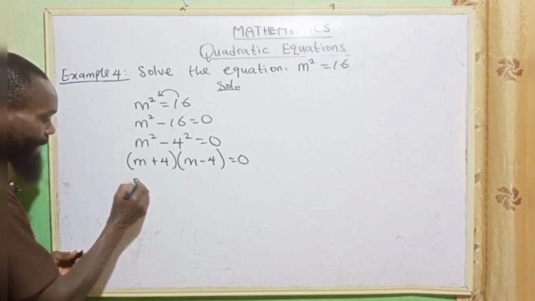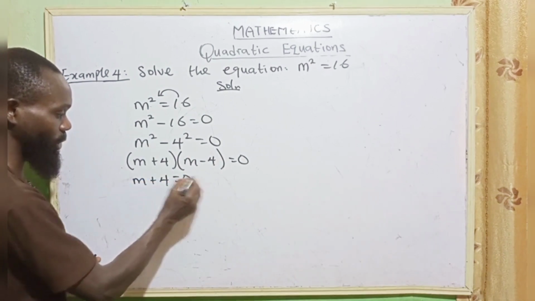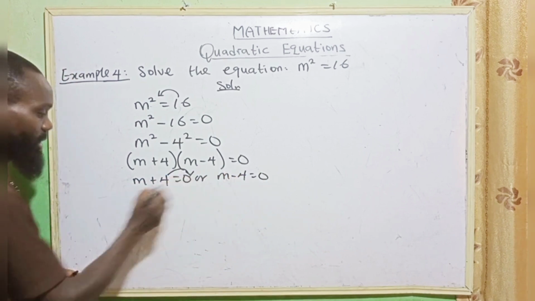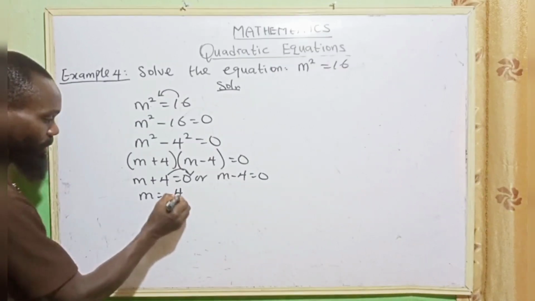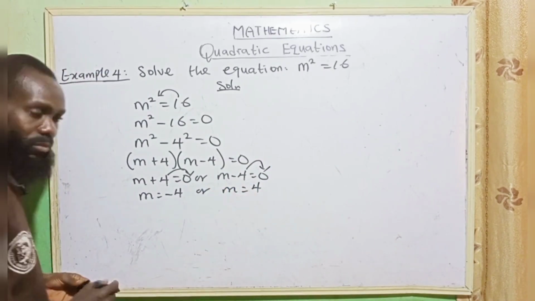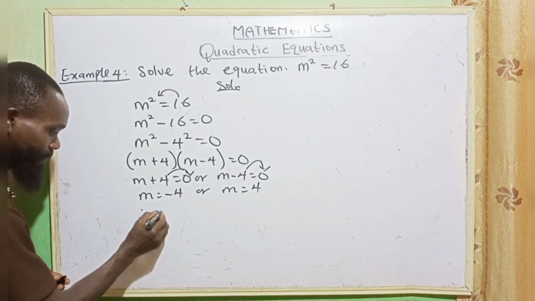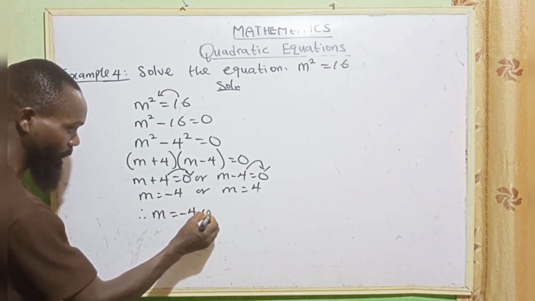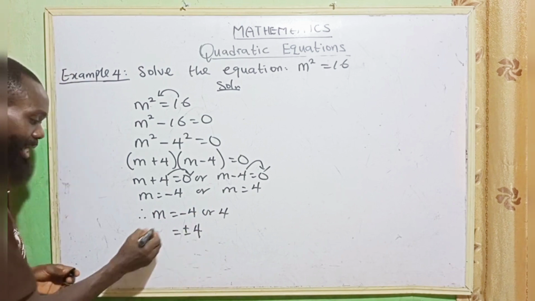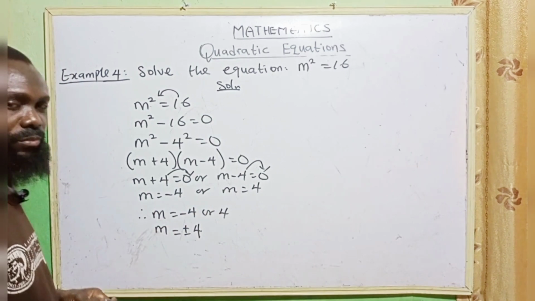So this means m plus 4 is equals to 0, or m minus 4 is equals to 0. Take this way, m is equals to minus 4, or take this one here, m is equals to plus 4. So therefore, m is equals to minus 4, or 4, which is plus or minus 4. So that is the value of m.